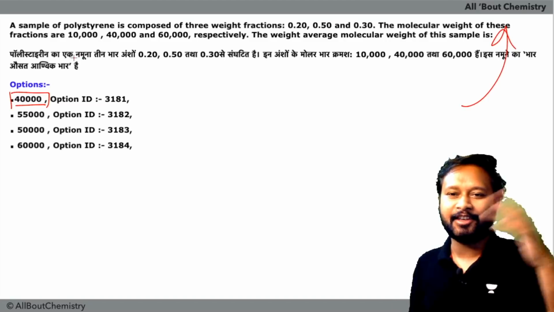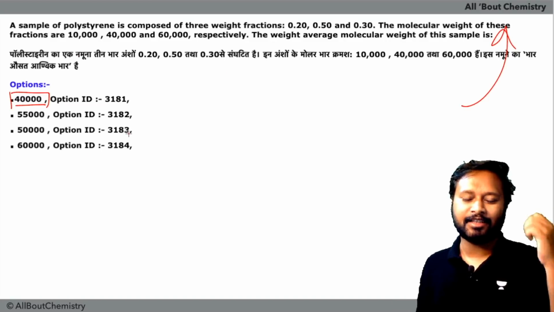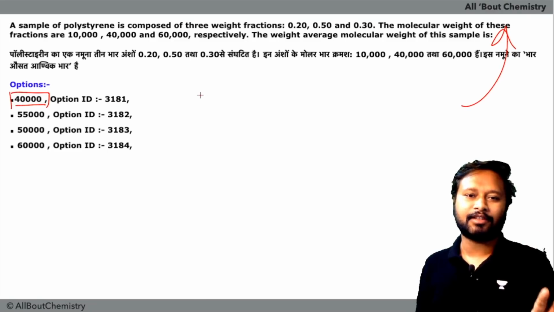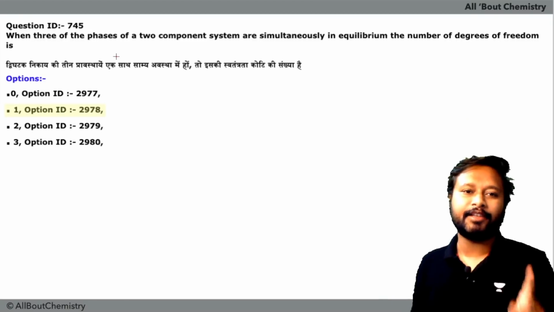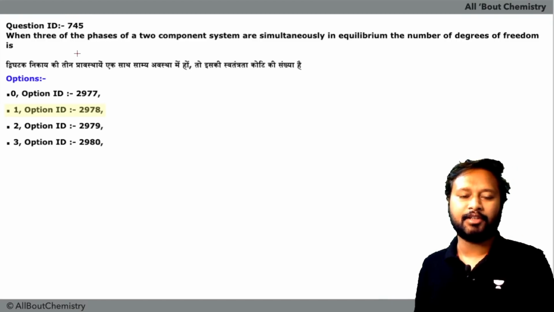If I give you the ranking, this was the most controversial one on which most of you were asking, sir, is this going to be challenged or something. This is not going to be challenged. This is correct in the answer key. The correct answer is 40,000. I have already solved it. Second is about this question, question ID 745 regarding the phase equilibria.